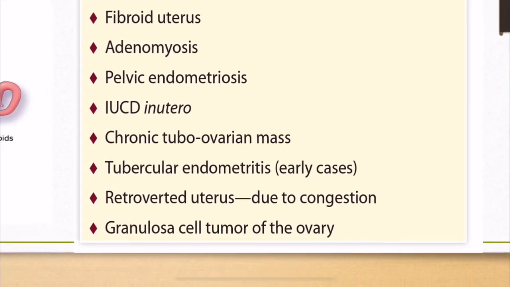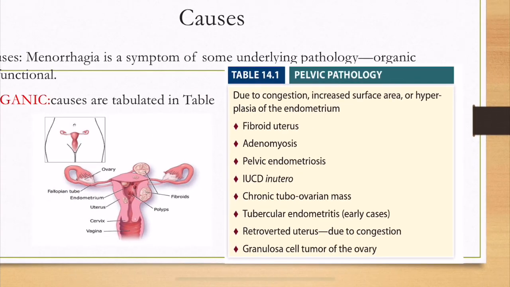IUCD, intrauterine contraceptive devices, which are placed inside the uterus, that could be either hormonal IUD or copper IUDs, popularly copper T.